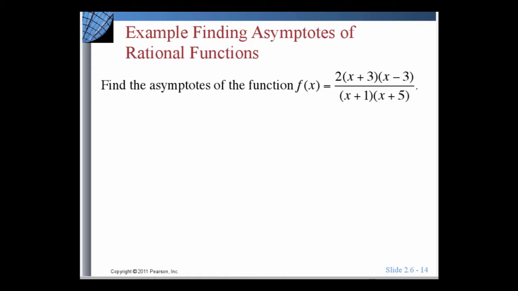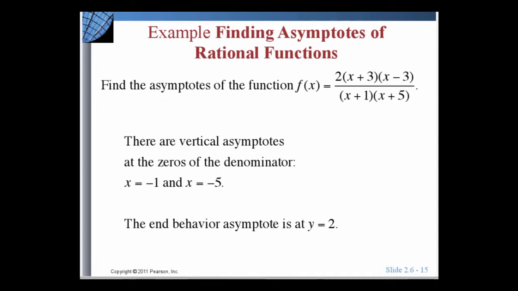So find the asymptotes of the function f of x equals 2 times the quantity x plus 3 times the quantity x minus 3 all over the quantity x plus 1 times the quantity x plus 5. What are all the asymptotes of that function? So go ahead and pause the video, and when you're ready, play it and we'll look at the solution.